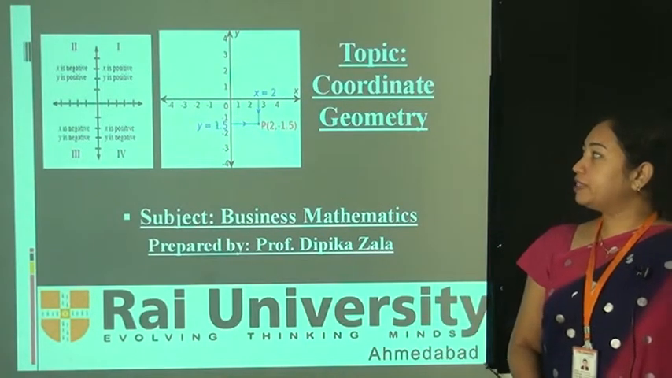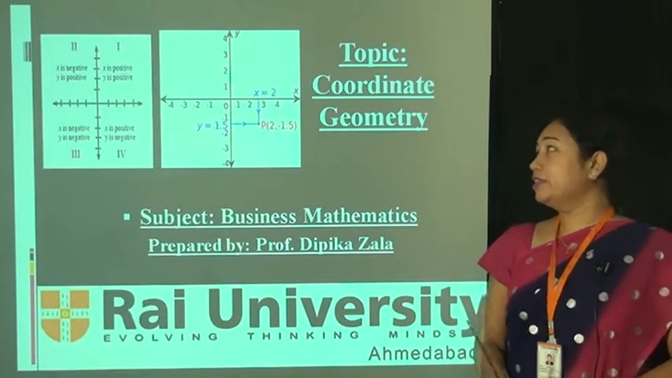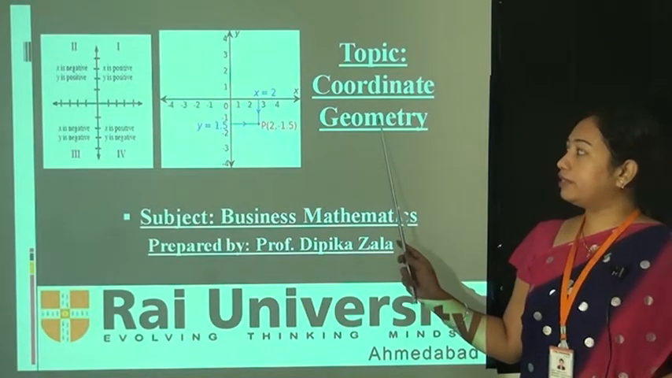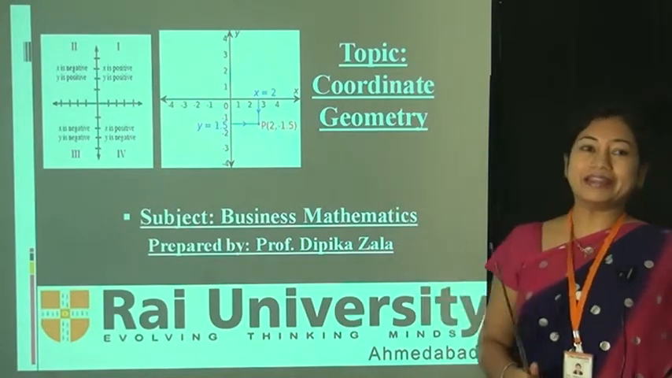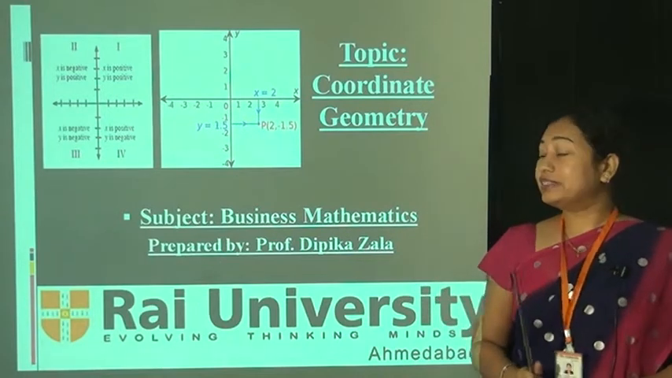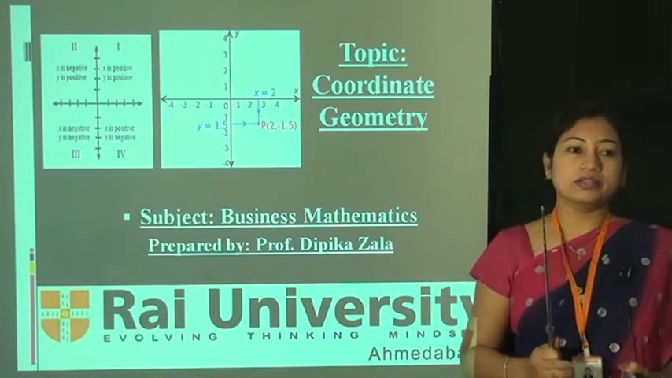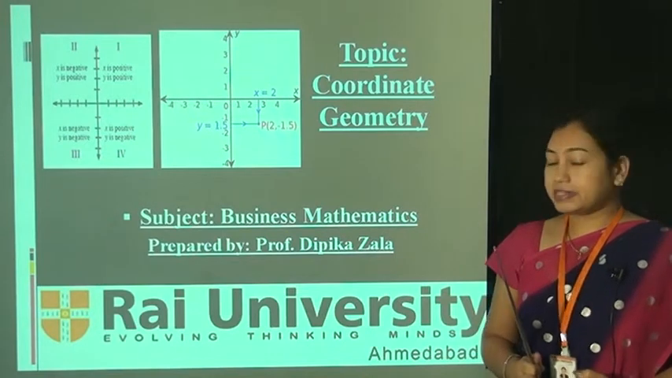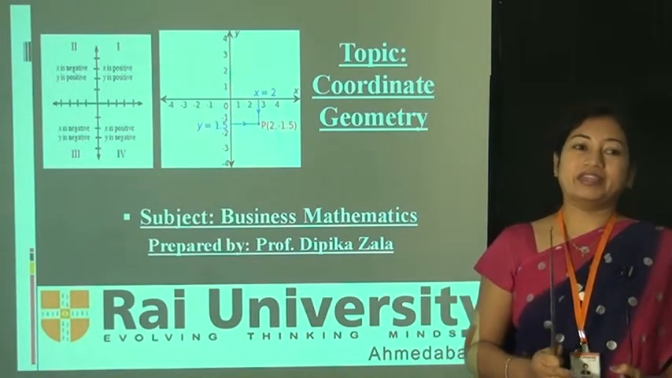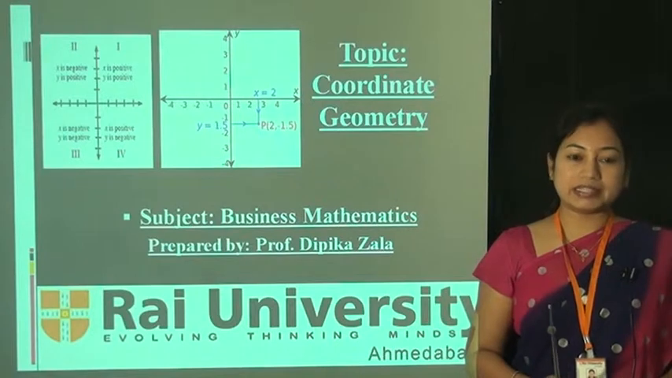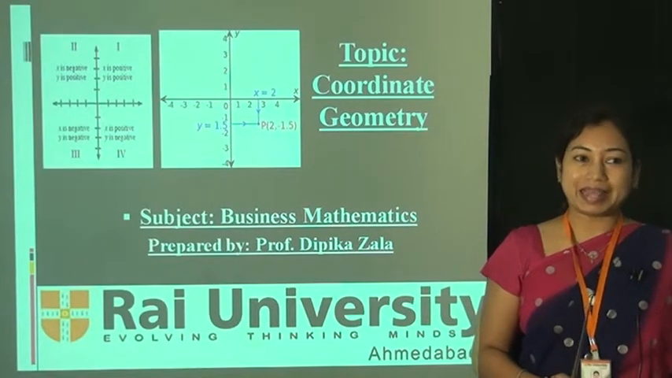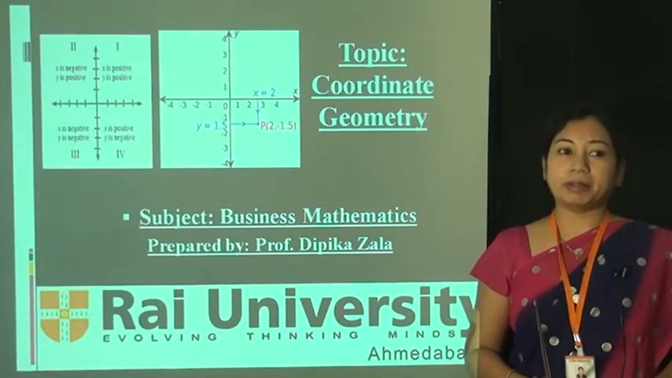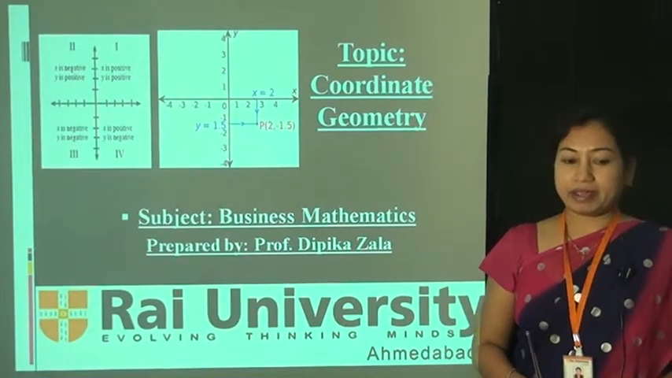Now, today my topic is coordinate geometry. Now we can see here, this is not one term, this is two terms, coordinate and geometry. So in this topic, we will discuss the coordinate system in two dimensions. Then we will take the distance formula between two points, the slope of a line, and the slope of parallel and perpendicular lines. So let's take one by one.